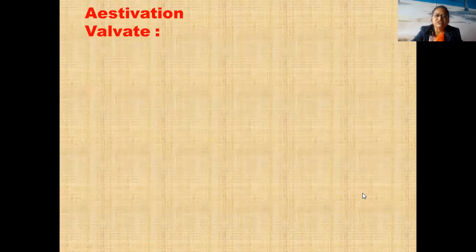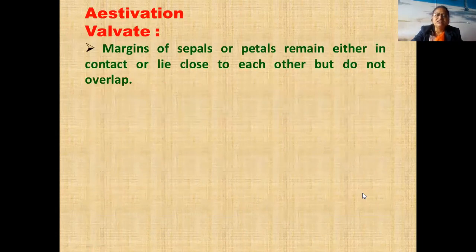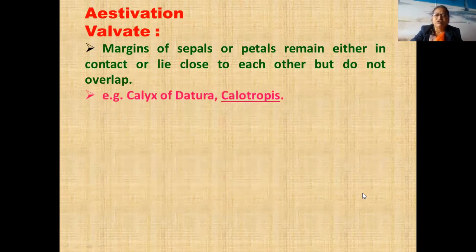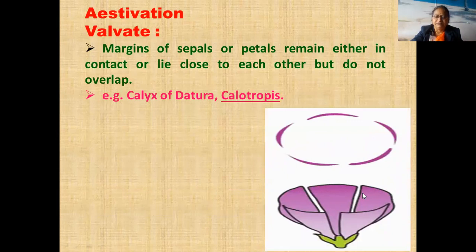See, first aestivation, valvate. Again, margins of sepals or petals remain either in contact or lie close to each other but do not overlap. Example, calyx of the Datura, calotropis.